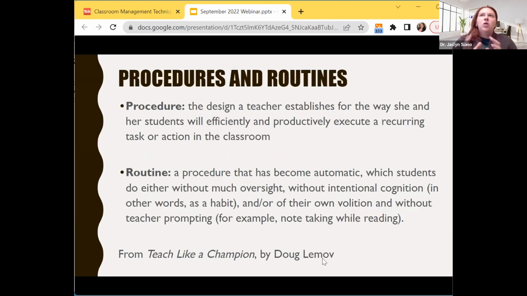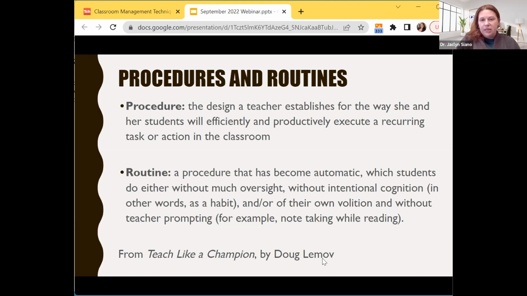So there is a small difference between procedure and routine. In definition, and this is from Teach Like a Champion, which I'm sure most of you are familiar with, a procedure is basically the design. So the teacher establishes this design saying, this is the way we are going to run the classroom. This is the way we are going to act when there's a fire drill. This is the way we are going to act when we have to hand in homework.